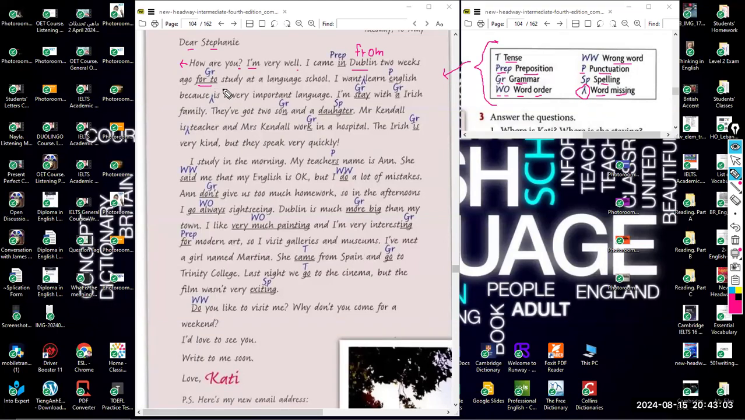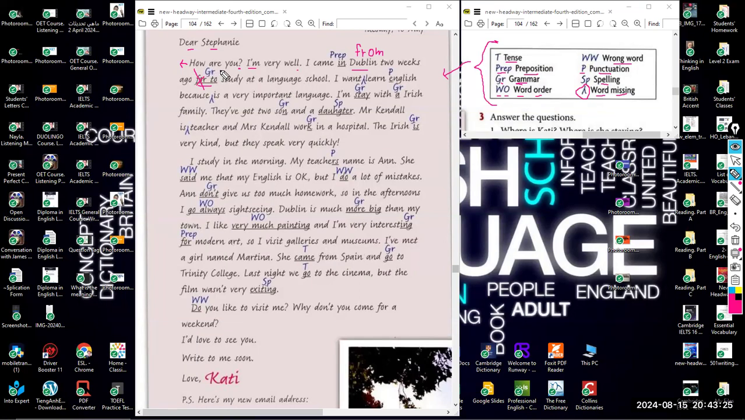What is the grammar mistake that I have in this sentence? I came in Dublin 2 weeks ago. Four was added. So I have to delete what, Rashid? Four. You have to delete four. So I have to delete only four. To study. Yeah, so to study at a language school.